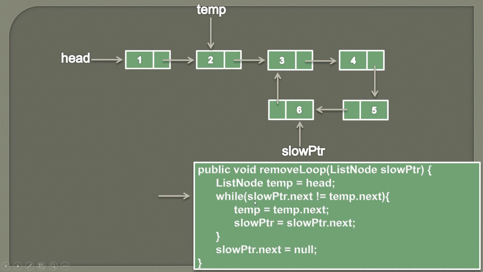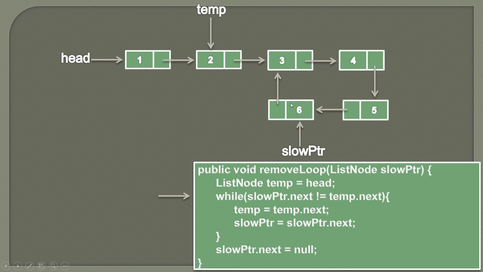Now friends, here we again check whether slow pointer next is equal to temp next or not. Slow pointer next is node 3 and temp next is also node 3. So this condition comes out to be false, because slow pointer next is equal to temp next. This is the only minor difference between finding the starting point of the loop and finding a node before the starting point of the loop.